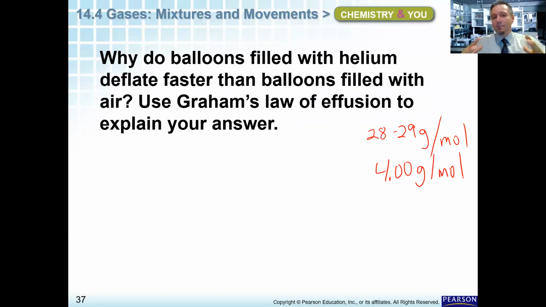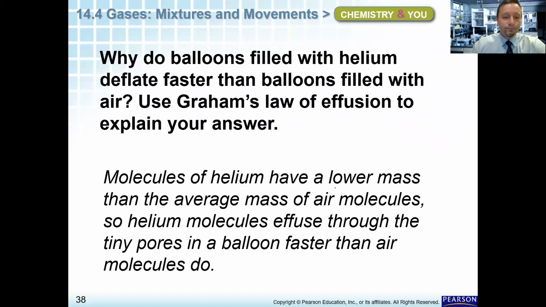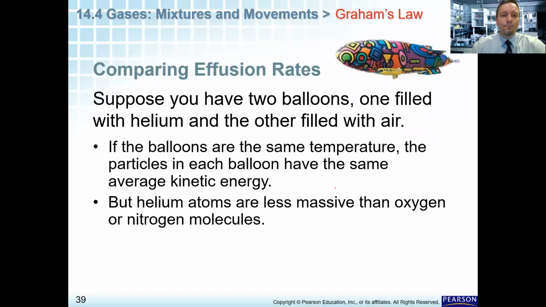So it's much smaller, so it is going to go faster through those pores, because even if it is the same temperature, the smaller would have to go faster. The velocity would have to be higher in order to have the same kinetic energy. So because this is smaller right here, it's going to escape the fastest. And that's probably what you notice if you have balloons for a birthday party or something like that. Those helium balloons go down pretty quickly. And that's what this is talking about right here.